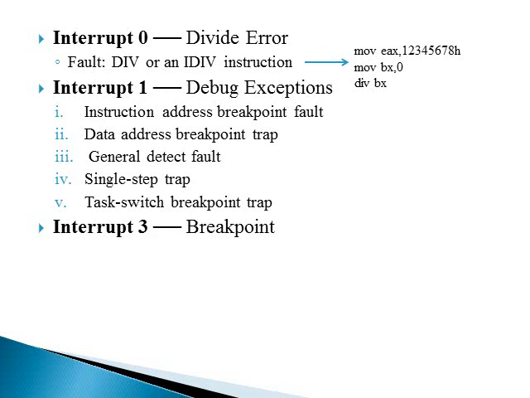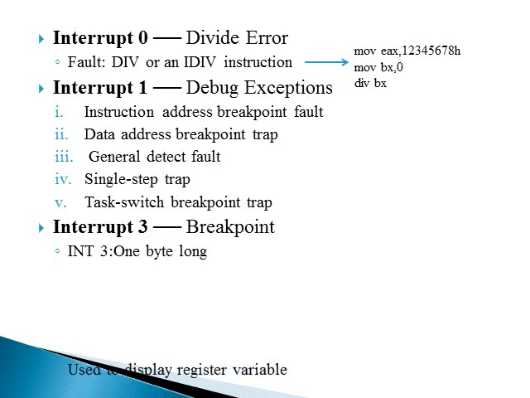Interrupt 3, which is a breakpoint exception. The INT3 instruction causes this trap, and the INT3 instruction is 1 byte long, which makes it easy to replace an opcode in an executable segment with a breakpoint opcode. Normally, debuggers use breakpoints as a way of displaying registers, variables, etc. at crucial points in a task.